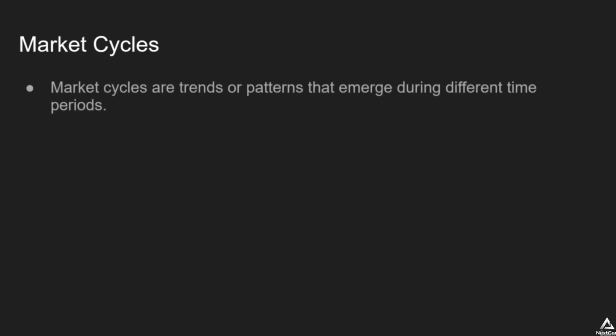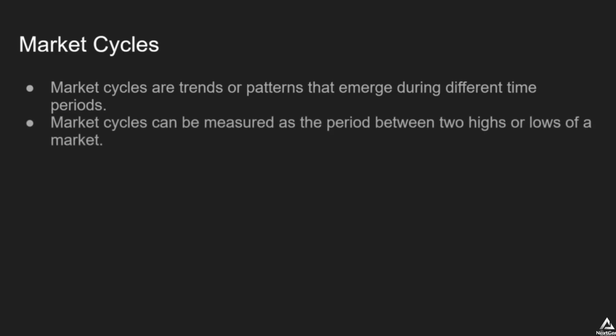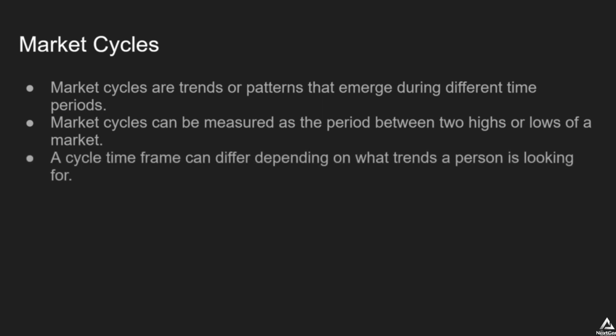So let's start off with what a market cycle is. Market cycles are trends or patterns that emerge during different time periods. Market cycles can be measured as the period between two highs or two lows of a market. A cycle time frame can differ depending on what trends a person is looking for, whether you're looking if prices are constantly going up or are constantly going down. It really depends on the context of the situation.